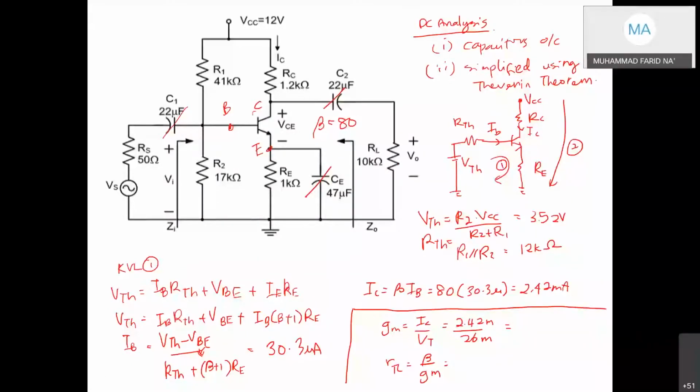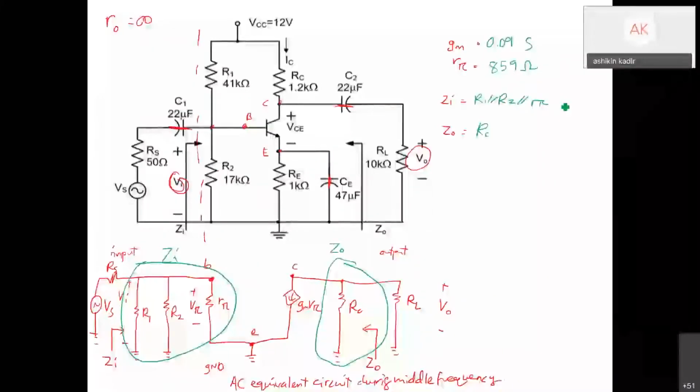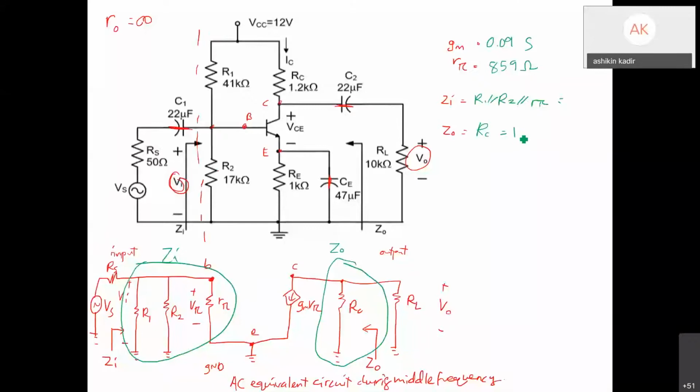0.0993 Siemens. Beta R pi, 859.5, okay, just now I read it as 860. Okay, so your GM is determined. This RC equals to 1.2K. Okay, and then you can find your gain.